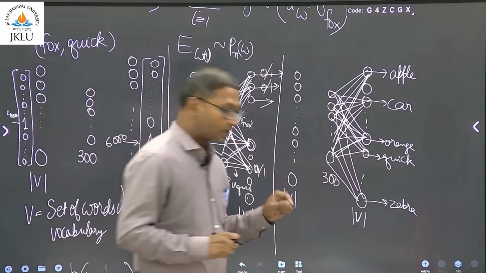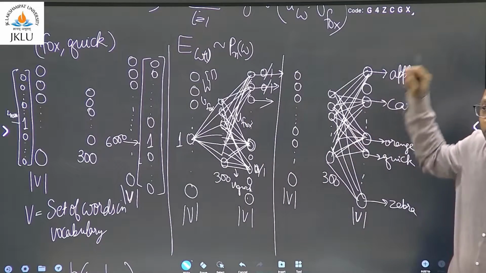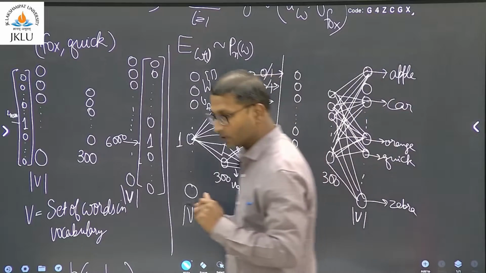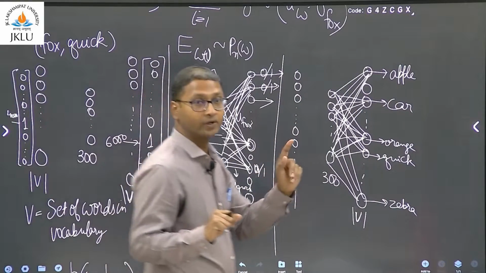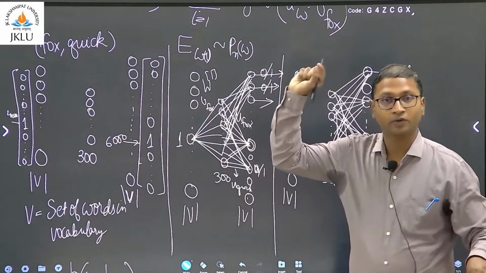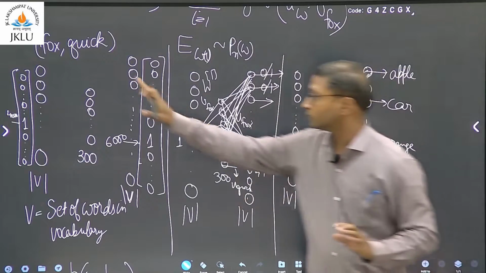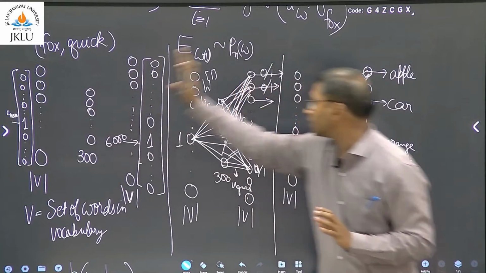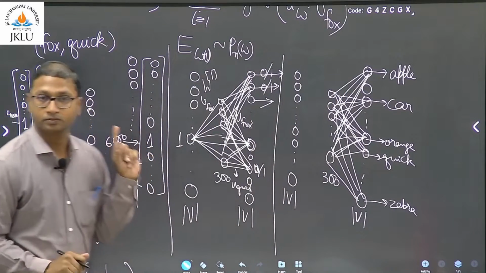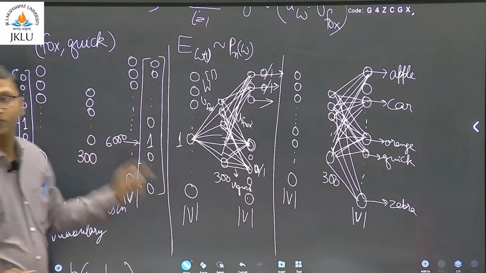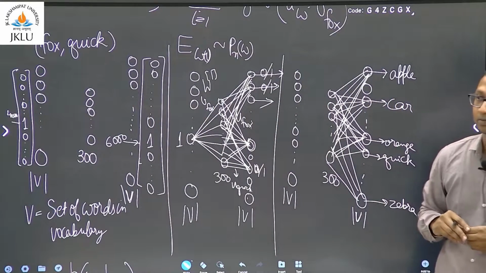So earlier you were updating mod V cross 300 weights. Now you are updating only 5 cross 300. Much less compared to what you were updating originally. Right? So the whole algorithm, when you make a travel from here to here, becomes very efficient compared to this one. And you just do that. Any questions?